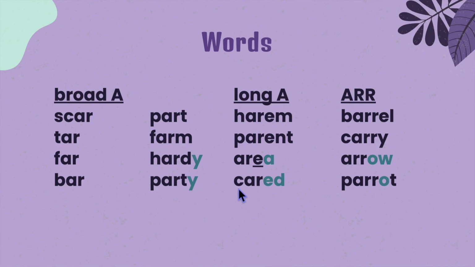Here we have the root care with a long A sound because of the silent E. We've added the ED past tense ending, so it's cared. Barrel. This Y will have the long E sound, carry. OW has two sounds, the long O sound and ow. Here we will use the long O sound, arrow. This O will schwa, which means it will take on a muffled sound that sounds like a short U sound or a short I sound, parrot.